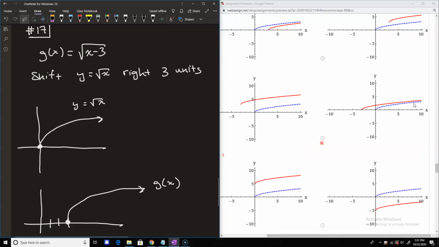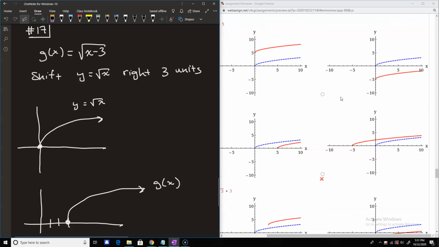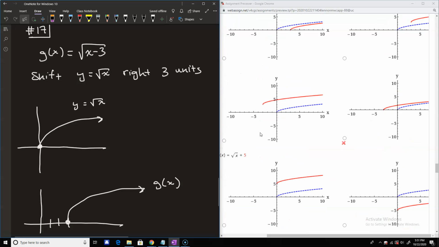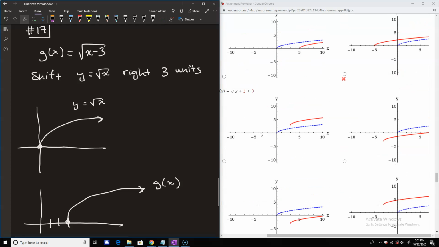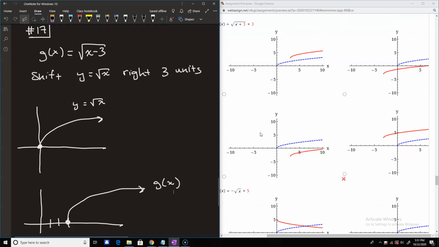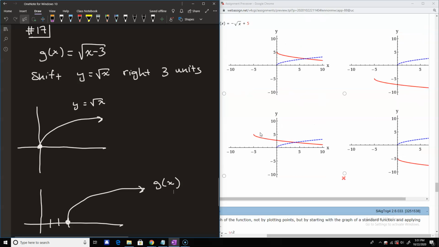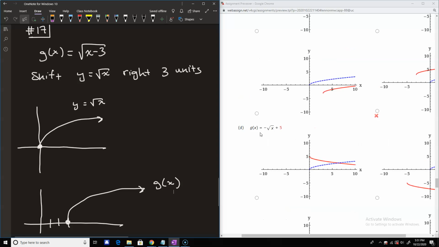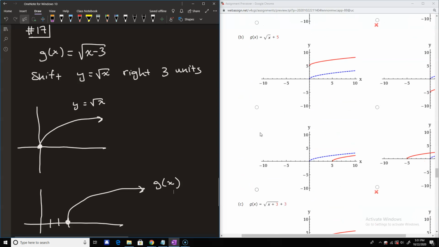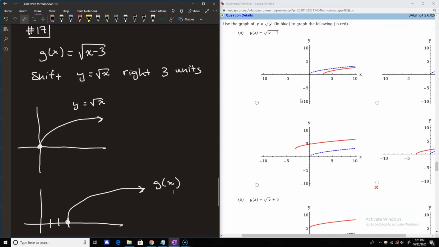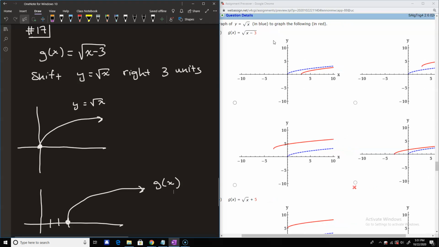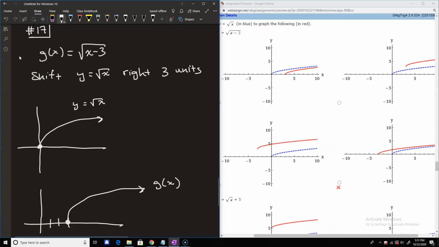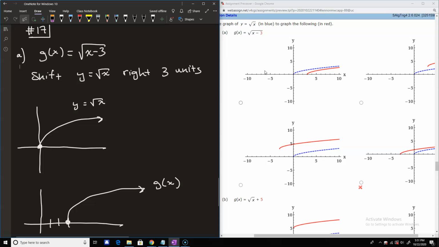It should look like the one that goes to the right 3 units, which, did I do it wrong? X minus 3. So it should go 3 units. Where's 3 units right? So we're looking for the red graph that is 3 units. Oh. We're doing it for each one. So for A, so this is part A of 17. For part A of 17, it would be 3 units to the right, so it would be this first graph here. So it would be this one.